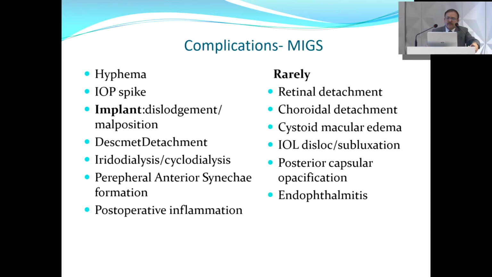So, there is a long list of complications of all MIGS, and common are hyphaema, IOP spike, then implant related like dislodgement or malpositioning, or DMD, retrodialysis, and rarely cyclodialysis also, and peripheral anterior synechiae formation, which is more with GATT than other MIGS, and postoperative inflammation. And rarely you could see retinal detachment or choroidal detachment, CME, IOL dislocation or TASS, or sometimes infection also.